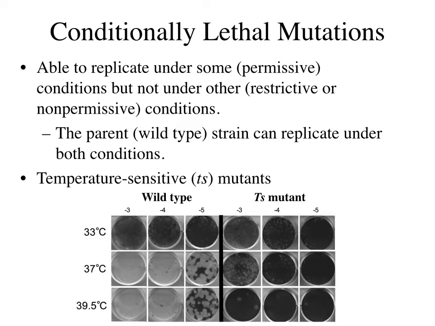A conditionally lethal mutation is one that can replicate under some permissive conditions, but not under other restrictive or non-permissive conditions, while the parent wild-type strain is able to replicate under both conditions. In practice, the vast majority of conditionally lethal mutations are recessive, with loss of function of the gene product under the non-permissive condition. At the DNA level, conditional lethal mutations are often single base substitutions in protein-encoding genes that cause amino acid changes in the protein product.